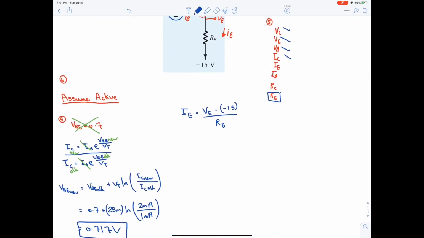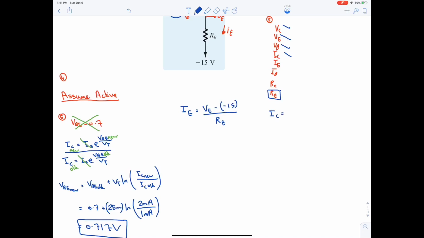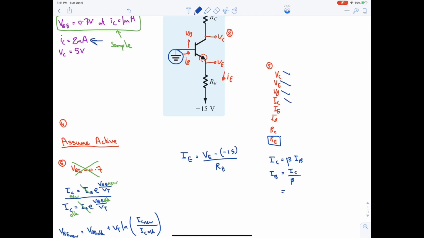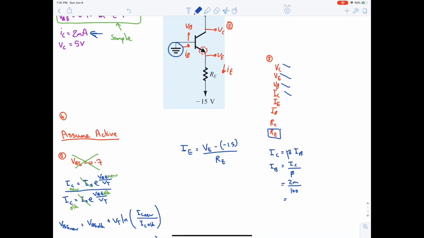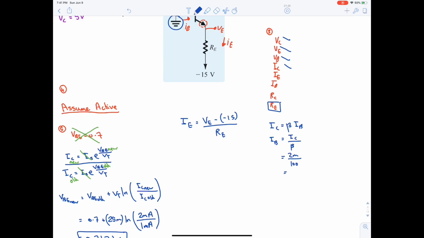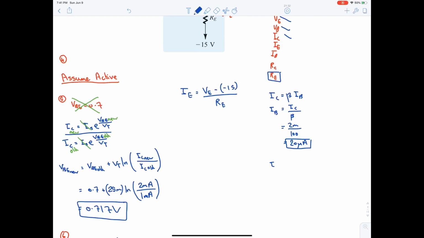Let's say that IC is equal to beta IB, so IB is equal to IC divided by beta. IB is equal to 2 milliampere divided by 100. This will give us 20 micro. Now we can find IE. IE is equal to IB plus IC. IB is 20 micro, IC is 2 milli, hence the answer will be 2.02 milliampere.